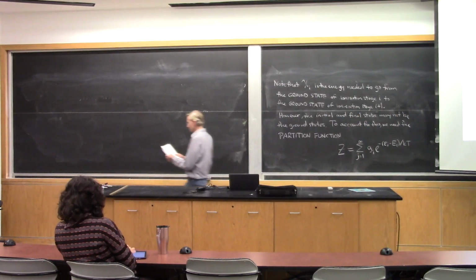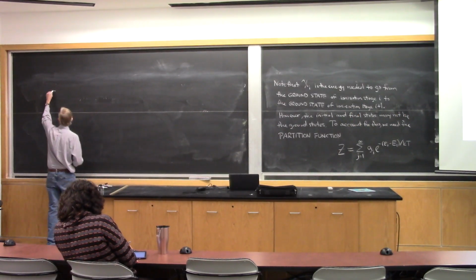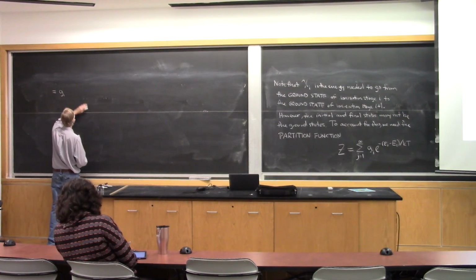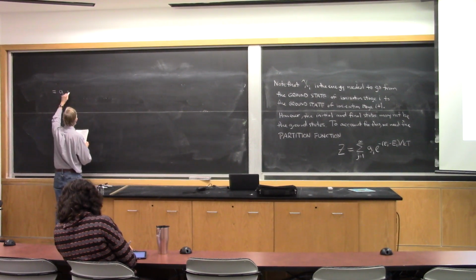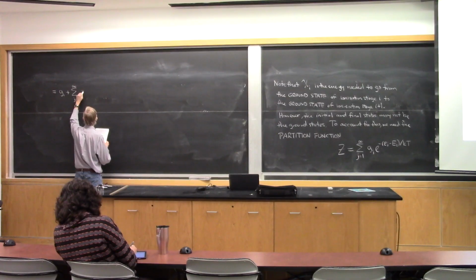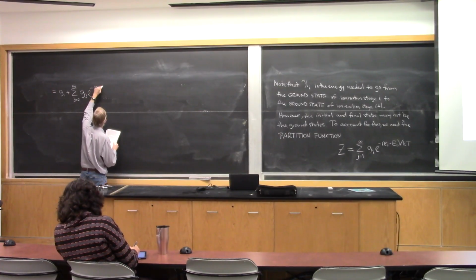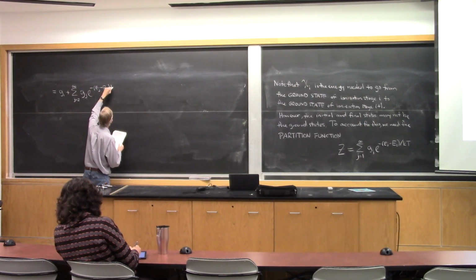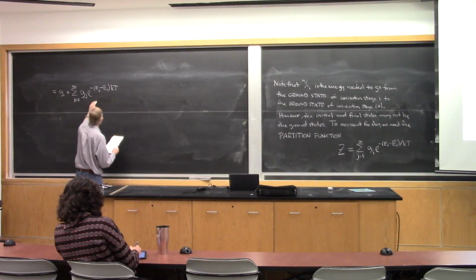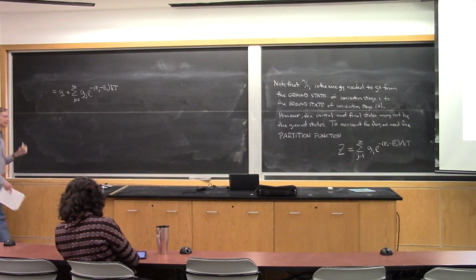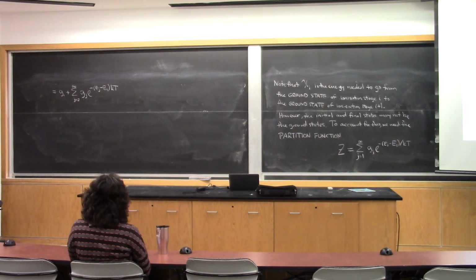So this is equal to the degeneracy of the ground state, g sub 1, plus the sum of everybody else, j equals 2 to infinity, of g sub j e to the minus E sub j minus E sub 1 over kT. And again, we break it into that because often g sub 1 is the most important term.